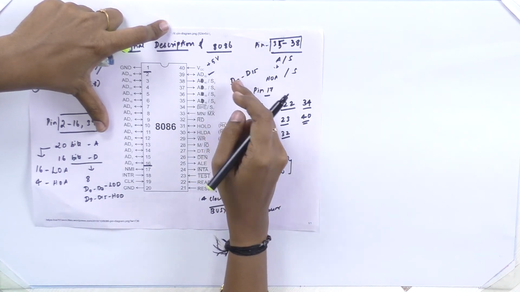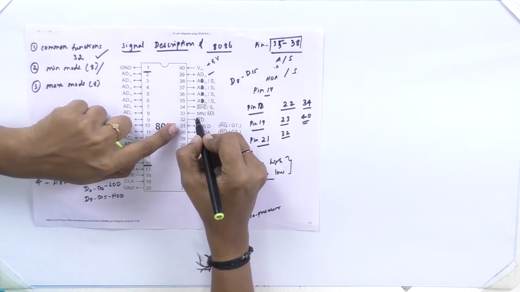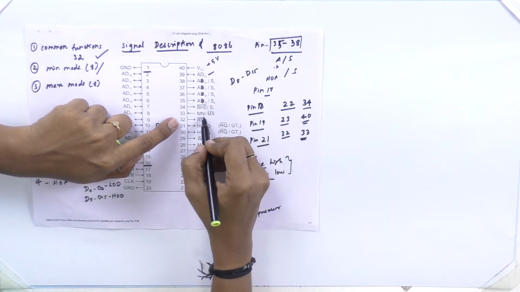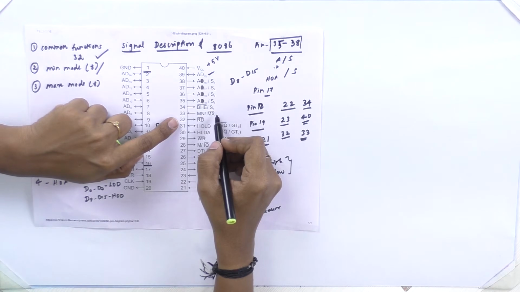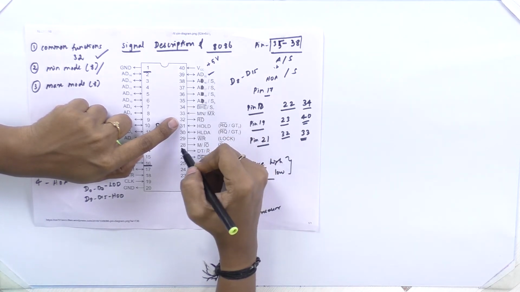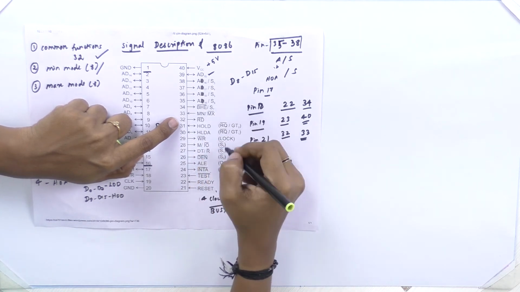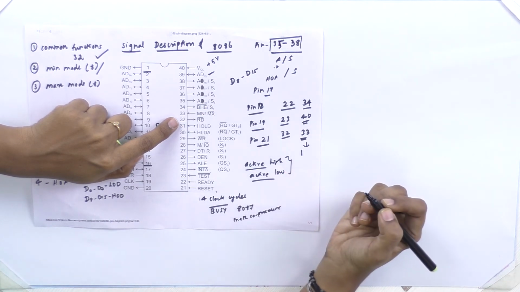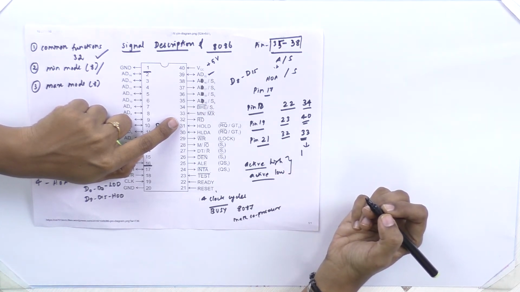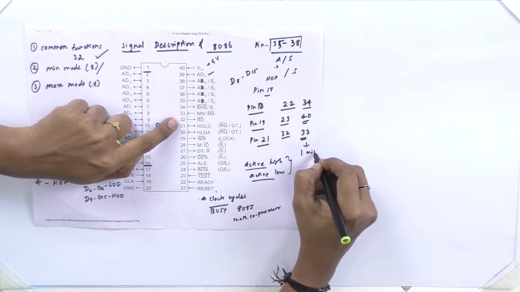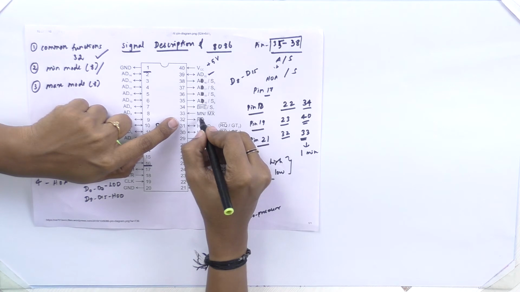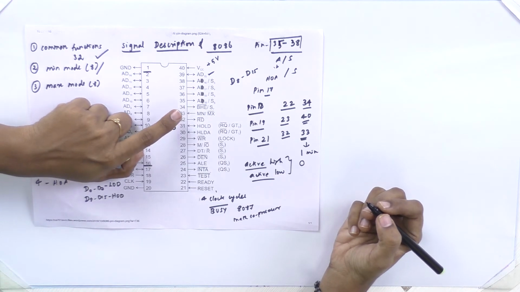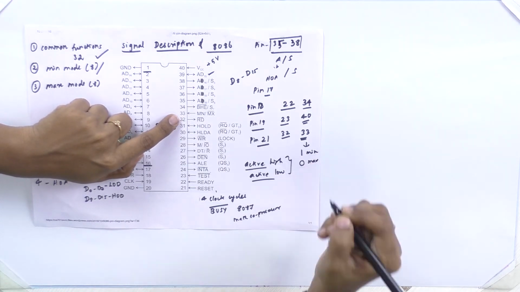So these are all the common function pins, and the last pin that executes a common function is the min-max pin, that is pin number 33. This pin is used to select whether the processor has to operate in minimum mode or maximum mode. If logic 1 is applied to this pin, then the processor will work in minimum mode. And if logic 0 is applied to this pin, then the processor operates in maximum mode.